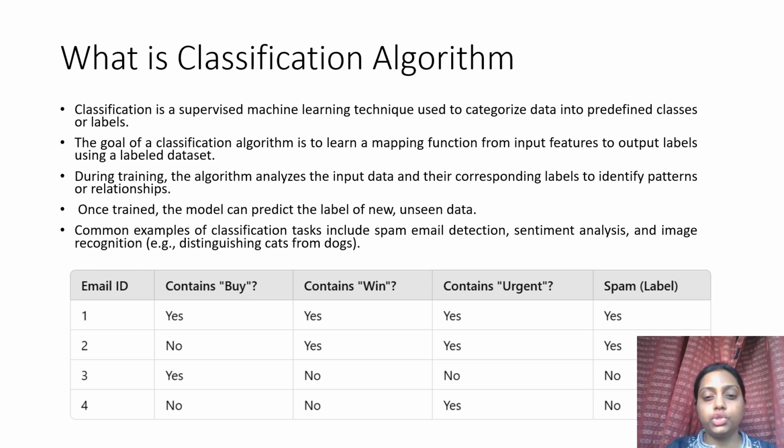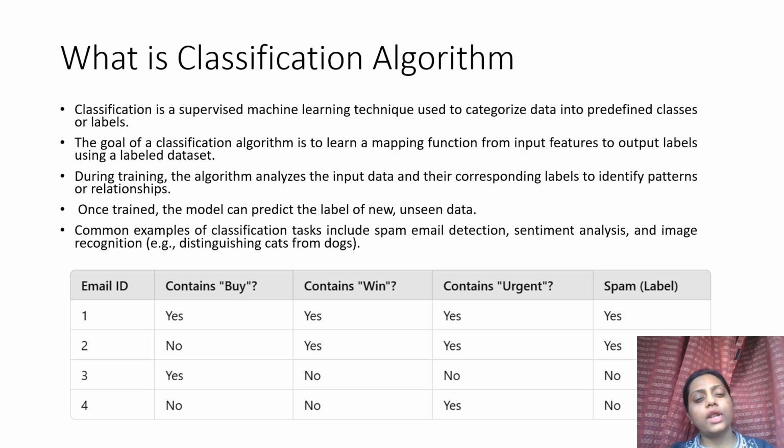Once we are able to do that, we have our mapping function. Once we have our mapping function, it is very easy in the testing phase, whenever the model can predict for new, unseen data. That means during the testing session, it is very easy that we can detect the label of any unseen data.